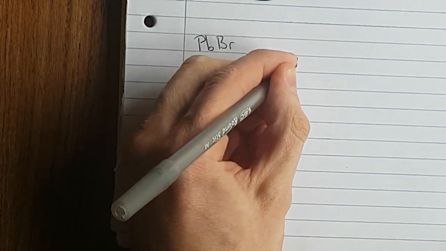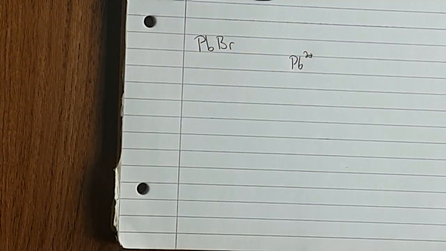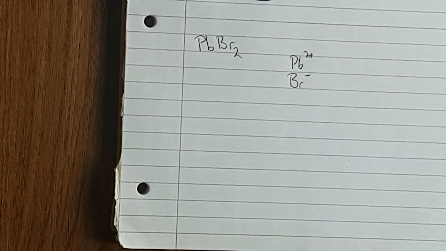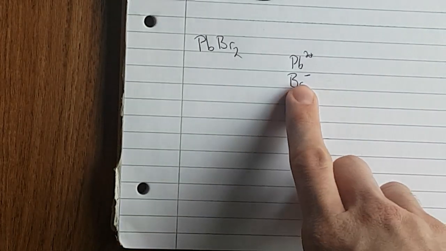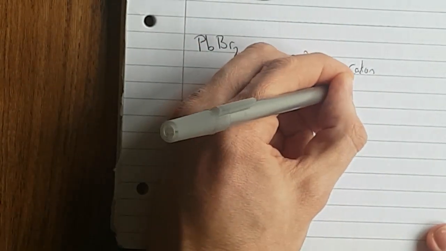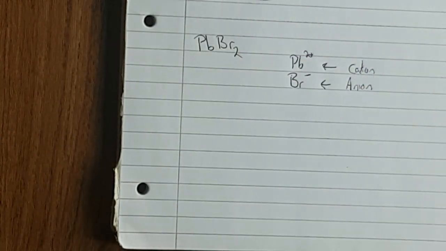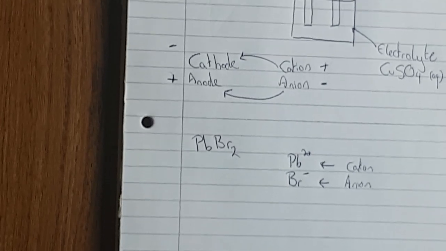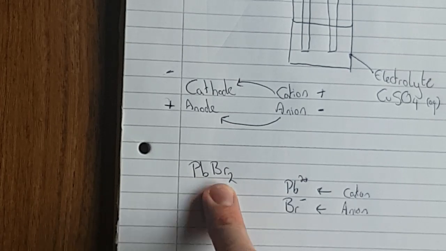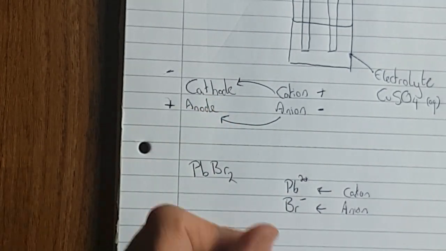So our only possible ions that we'll have are a lead ion and a bromine ion. Our lead with our positive charge must be our cation, and because bromine has a negative charge, it must be our anion. And going back up to this one, we know that our cation must go to our cathode, so if we're electrolyzing lead bromide, the thing forming at the cathode must be lead.